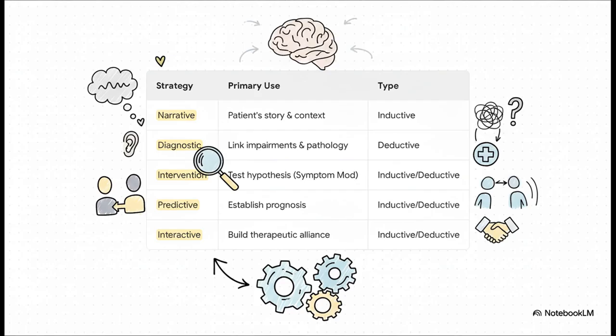So as clinicians, we're using all of these strategies a lot of the time without even thinking about it. We use narrative reasoning to really hear our patient's unique story. We use diagnostic reasoning to start forming a hypothesis. And of course, we're using interactive reasoning to build that crucial therapeutic alliance. The goal for all of us on our path to becoming experts is to move from just using these intuitively to consciously and deliberately picking the right strategy at the right time.